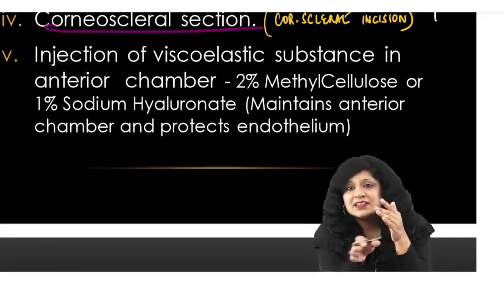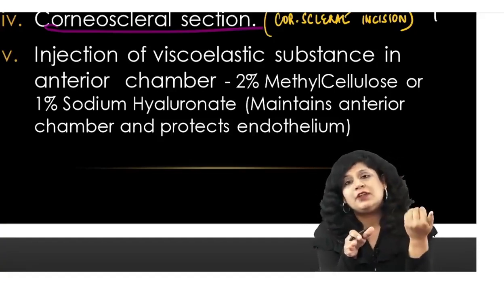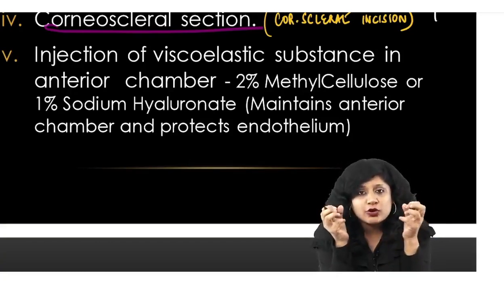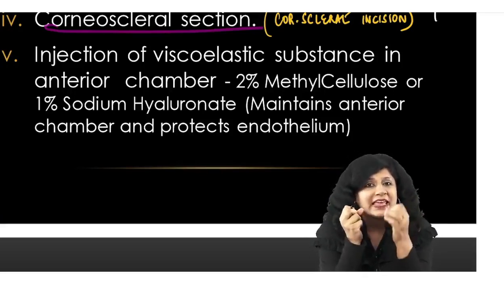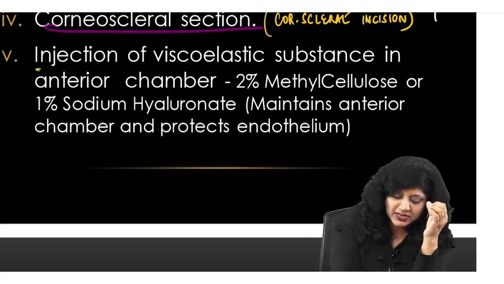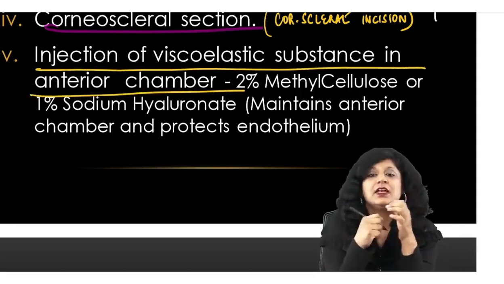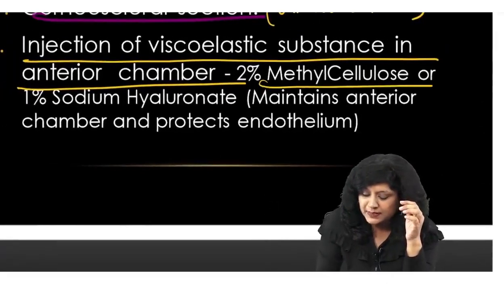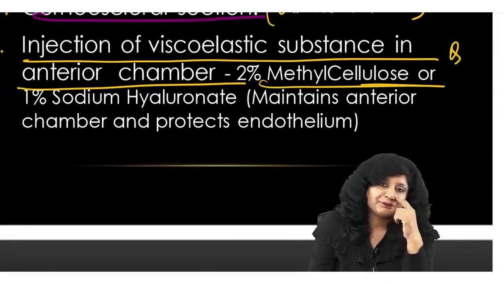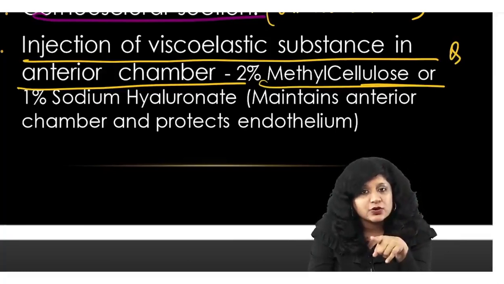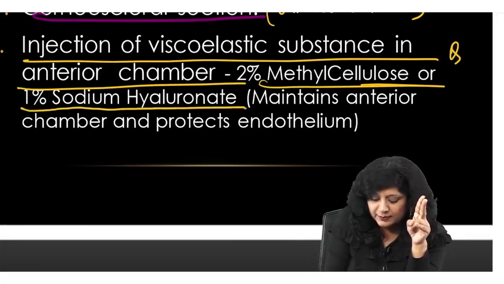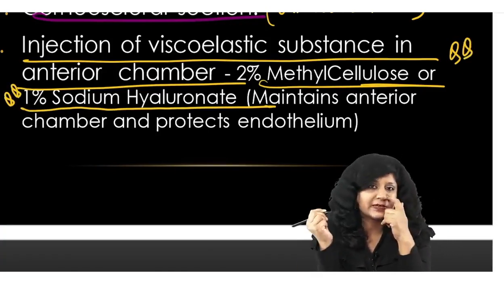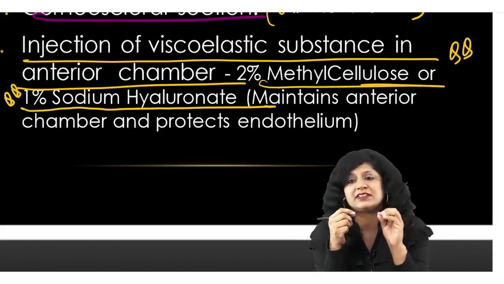As soon as you make the corneoscleral section, you have made the AC entry, so aqueous humor will be lost, and the anterior chamber will tend to become flat. In order to stop it from collapsing and to maintain the anterior chamber, we inject a viscoelastic substance into the anterior chamber. For that we use either 2% methylcellulose or 1% sodium hyaluronate. You can remember these two names, because these are the most commonly used viscoelastic substances to maintain the anterior chamber.